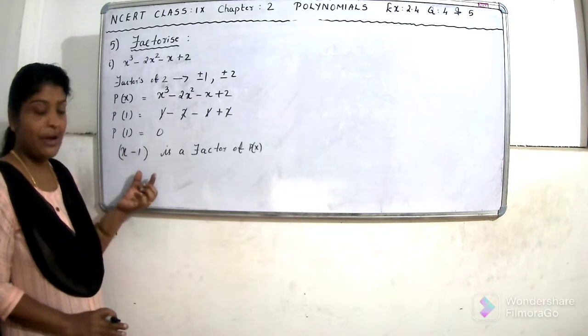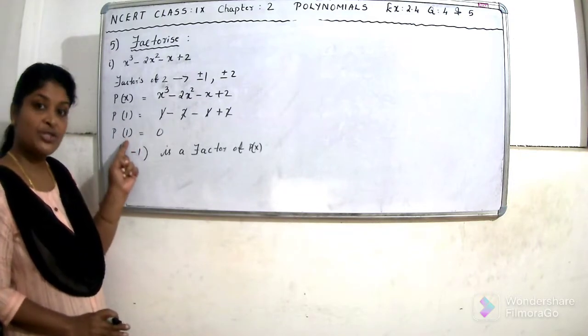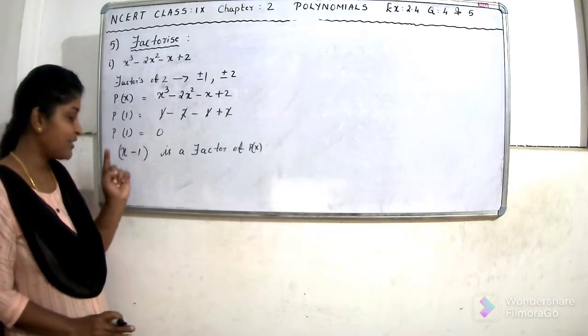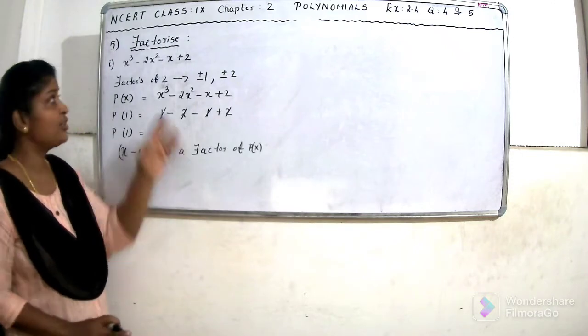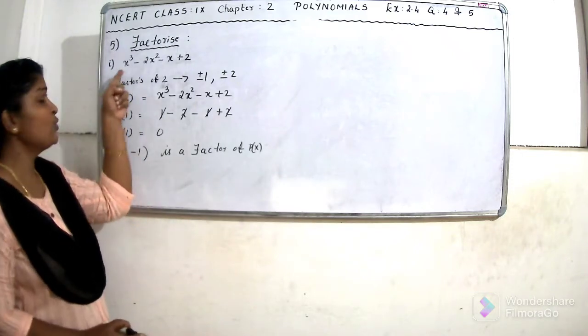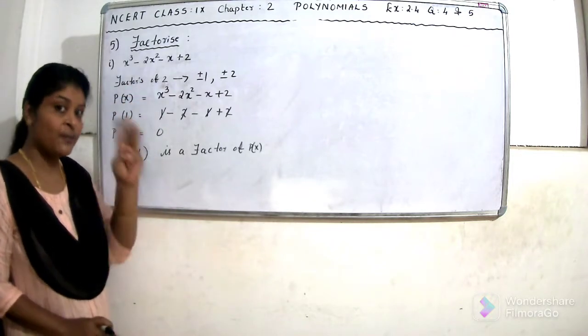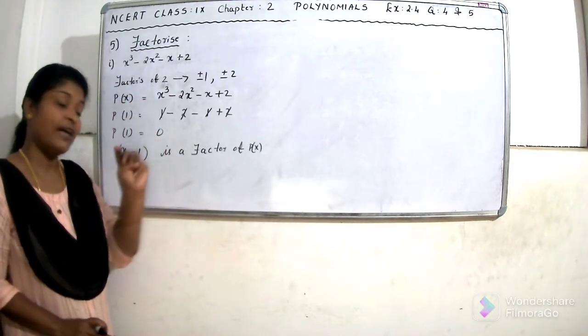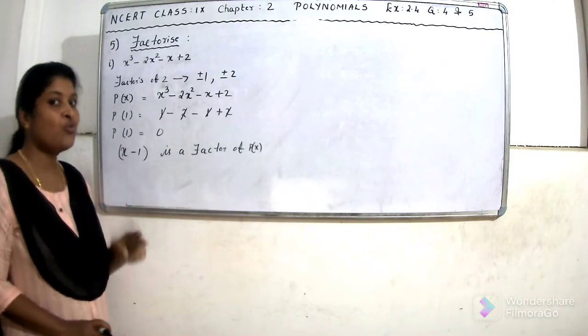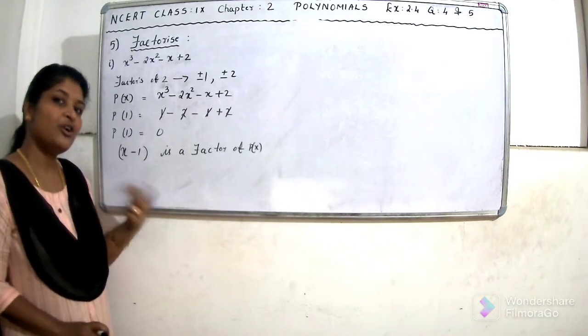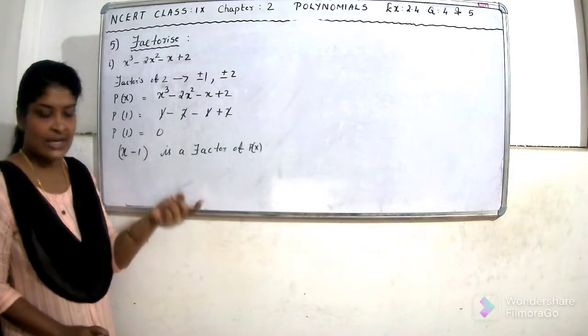So in that way we have to write. When we substituted positive 1, we confirmed that x minus 1 is a factor of this polynomial. And we know this is a cubic polynomial, so how many factors in total will occur? 3 factors will occur. In that, 1 we got. Now 2 more are remaining. So how do we find those 2 more? That is the next step.